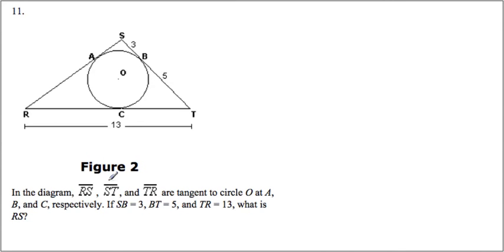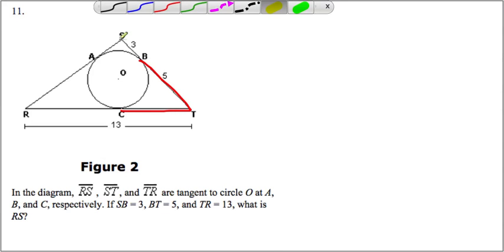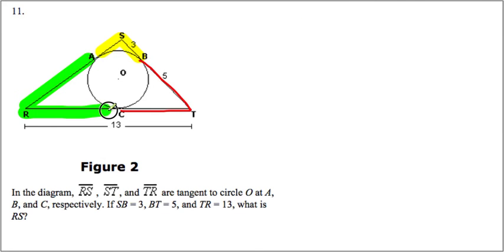Alright, number 11. One thing about tangent line segments to a circle is that they're always equal to each other. In other words, BT must be equal to CT, and SA must be equal to SB, and finally, RA must be equal to RC. That's what we get to realize. Then, here let's look at it. Since this is 3, this must be 3. This is 5, therefore this must be 5. But the whole thing was 13 between RT. Given that this portion is 5, then this green is 8.